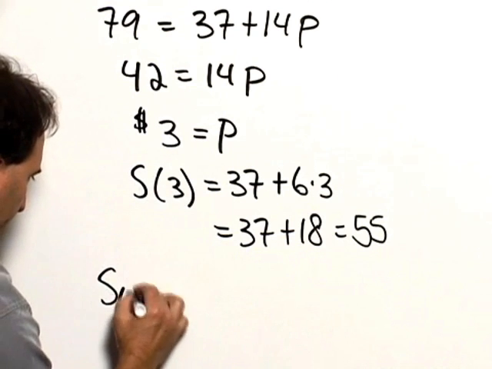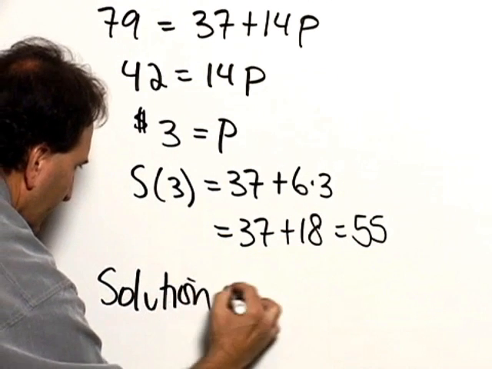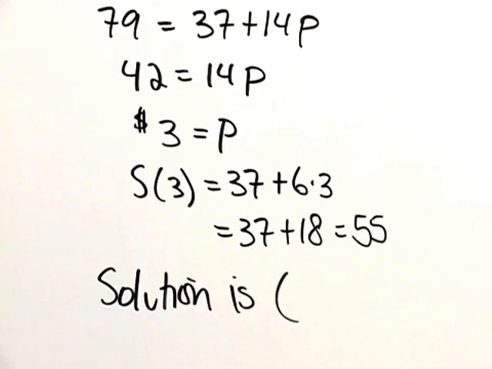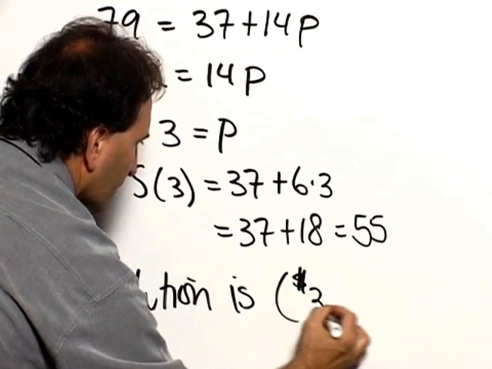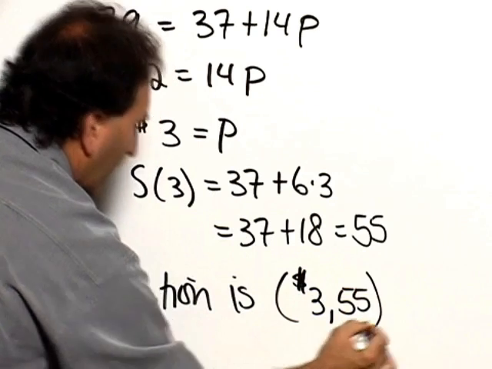So the solution is the point represented by $3, 55 units.